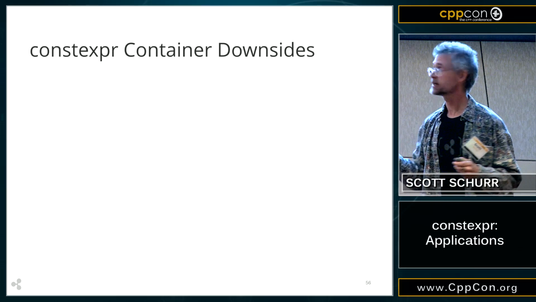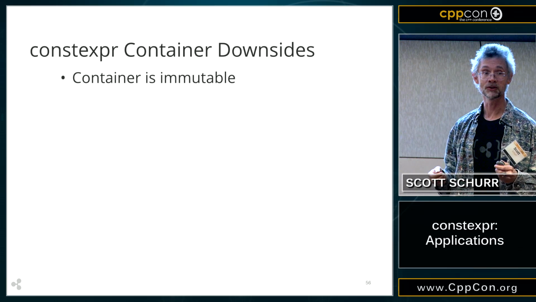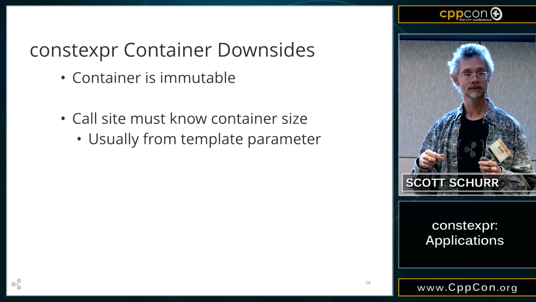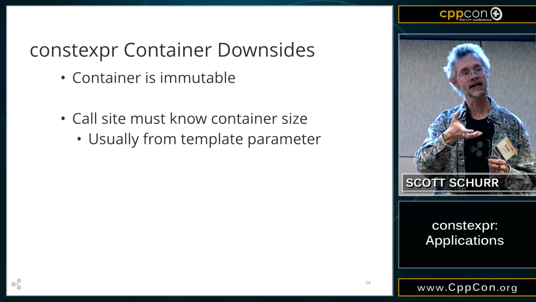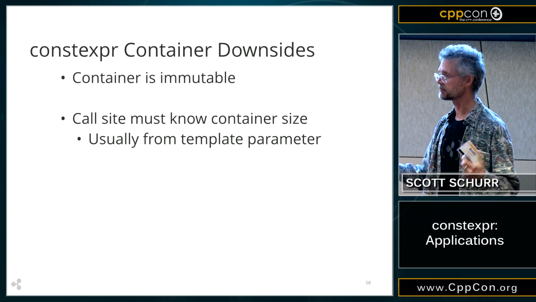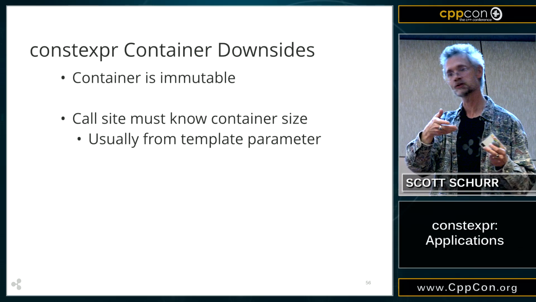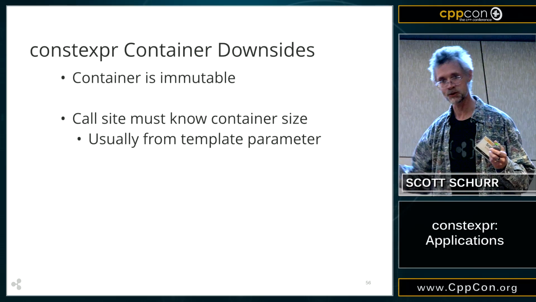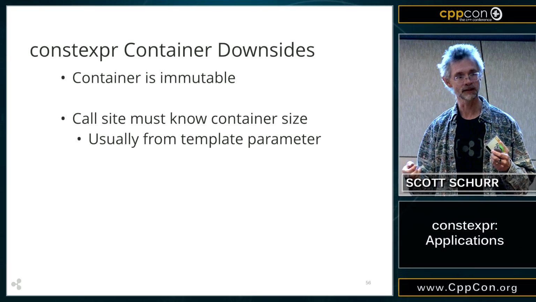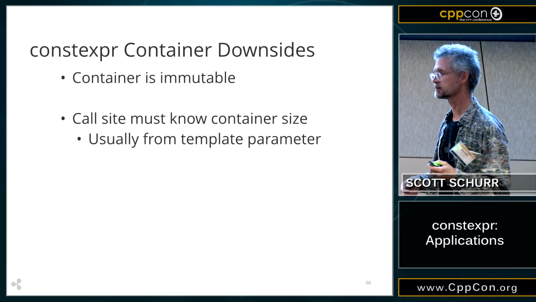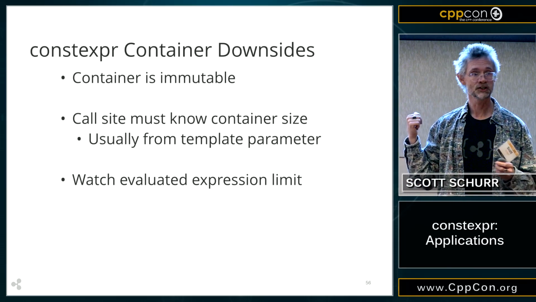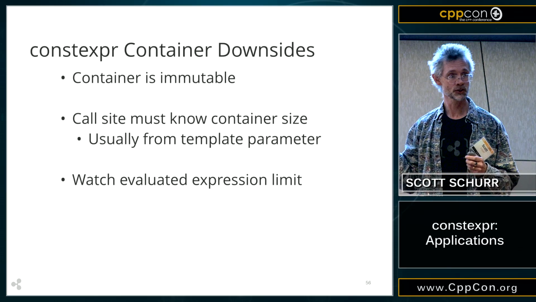So, container downsides: they're immutable. The call site has to know the container size because you're returning an array. It has to know how big that's going to be. The way I solve that is if I'm making a container that has 4 string entries, I'm passing those 4 strings in, and I'm going to deduce the size of the return value based on what's coming in. And the templates will do that for you. So you have to watch out for the evaluated expression limit or the recursion depth limit.